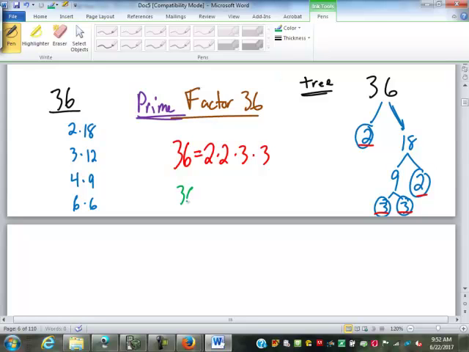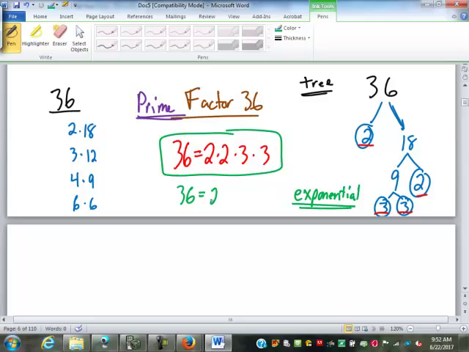Now, this is written out in long form. Sometimes it's easier to write it out in exponential form. What does that mean? Well, 2 times 2 is just 2 squared. 3 times 3 would be 3 squared. So yes, 2 squared times 3 squared.